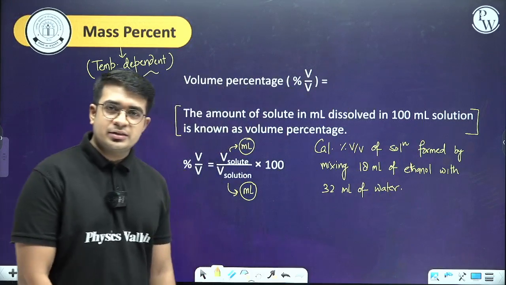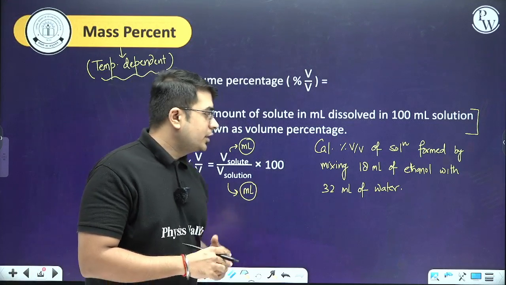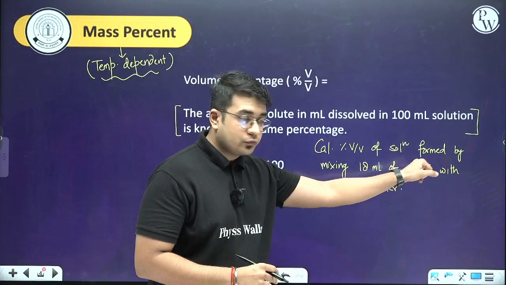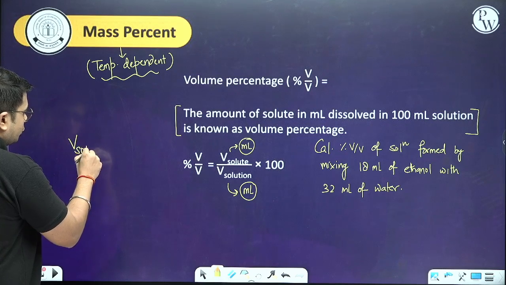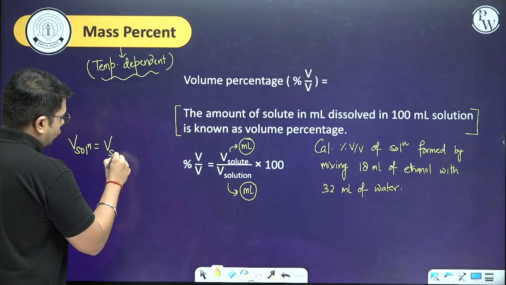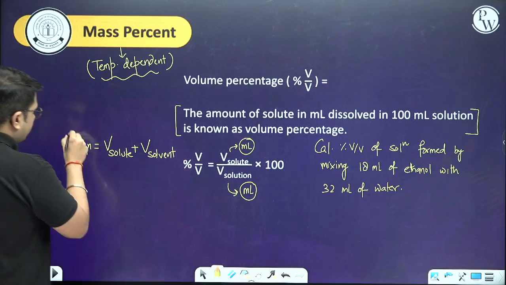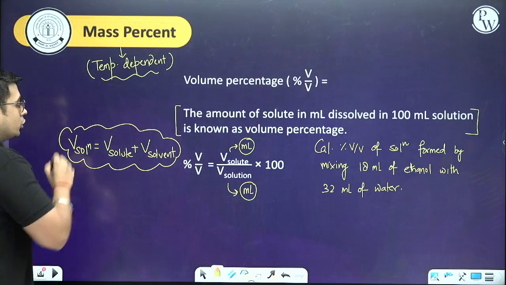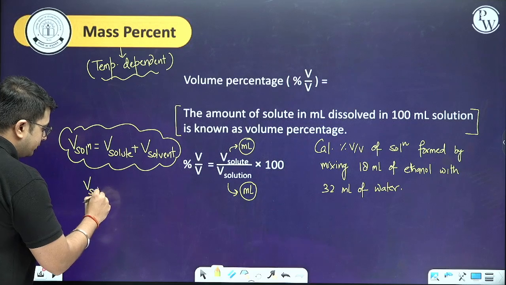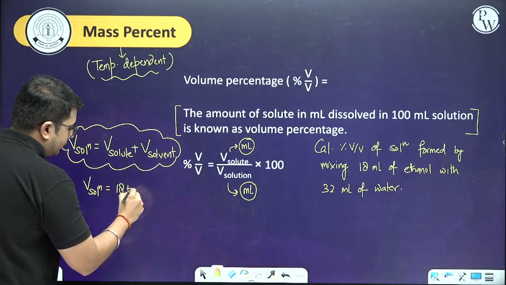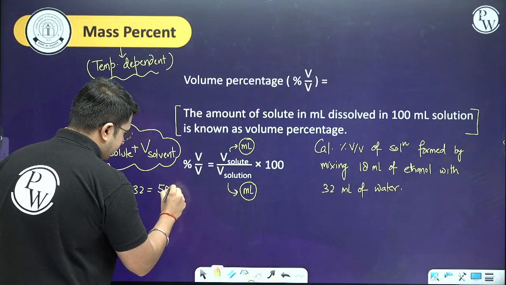So the question is saying: calculate percentage V by V of solution formed by mixing 18 ml of ethanol with 32 ml of water. Now you know this is the amount of solute, this is the amount of solvent. So always remember, I told you that V of solution will be equal to V of solute plus V of solvent. That's why I told you, always remember solution will be equal to solute plus solvent. So V of solution will be equal to 18 plus 32, this is 50 ml.